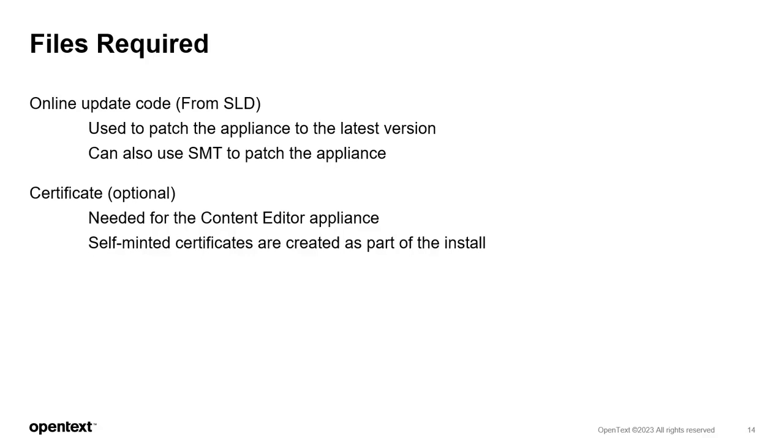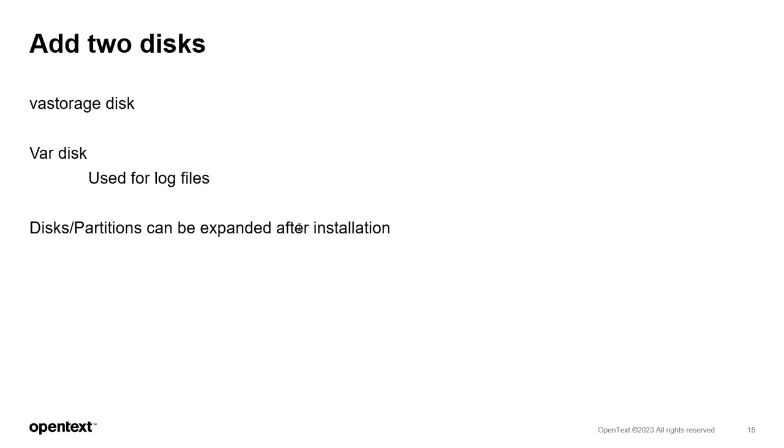Having imported the appliance into your hypervisor, there are a few things that need to be done. There are a couple of disks that need to be added. First, there's the VA storage disk, which has the appliance configuration on. And then there's the var disk, which is used for putting log files on. Typically, these disks don't need to be that big because there's no permanent data that's going to be stored on them. But you can expand those disks after installation if need be.